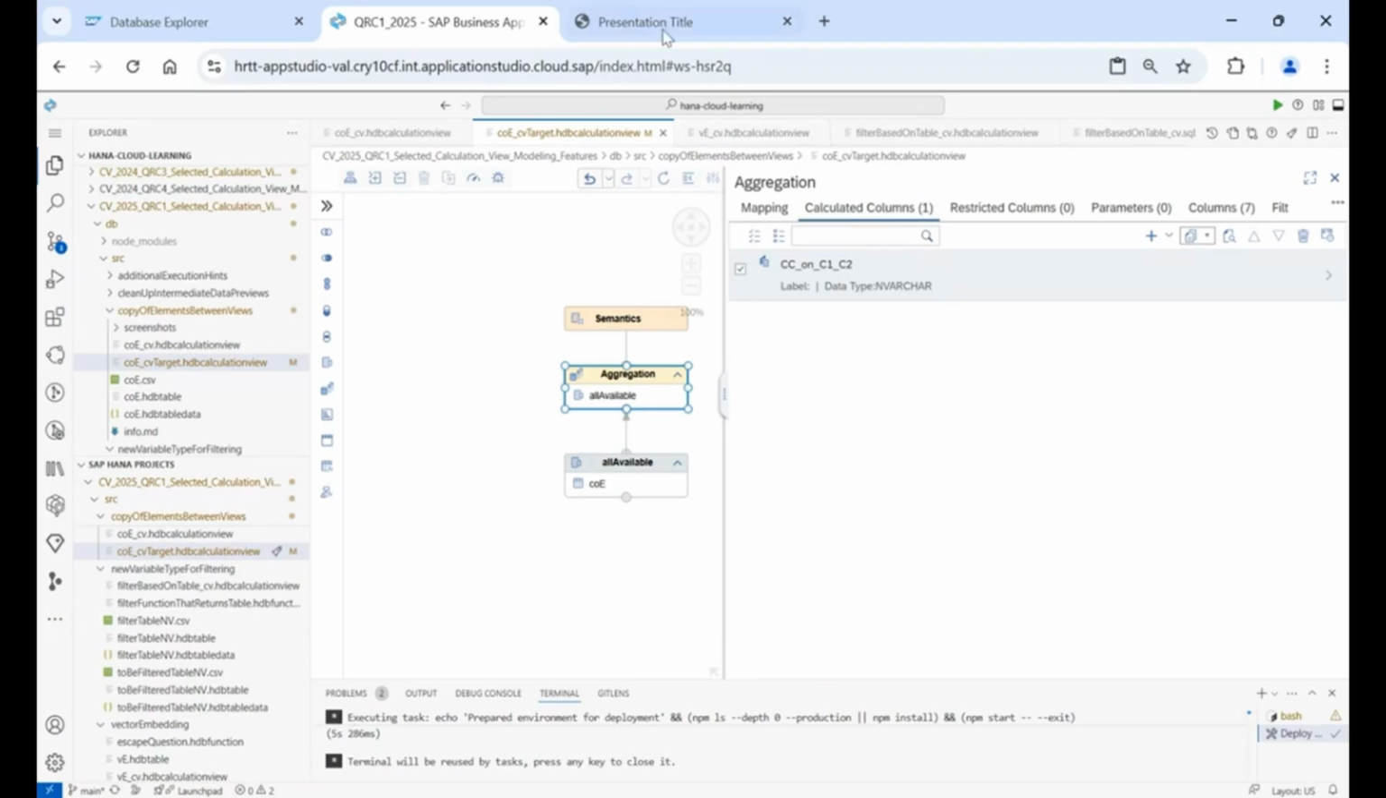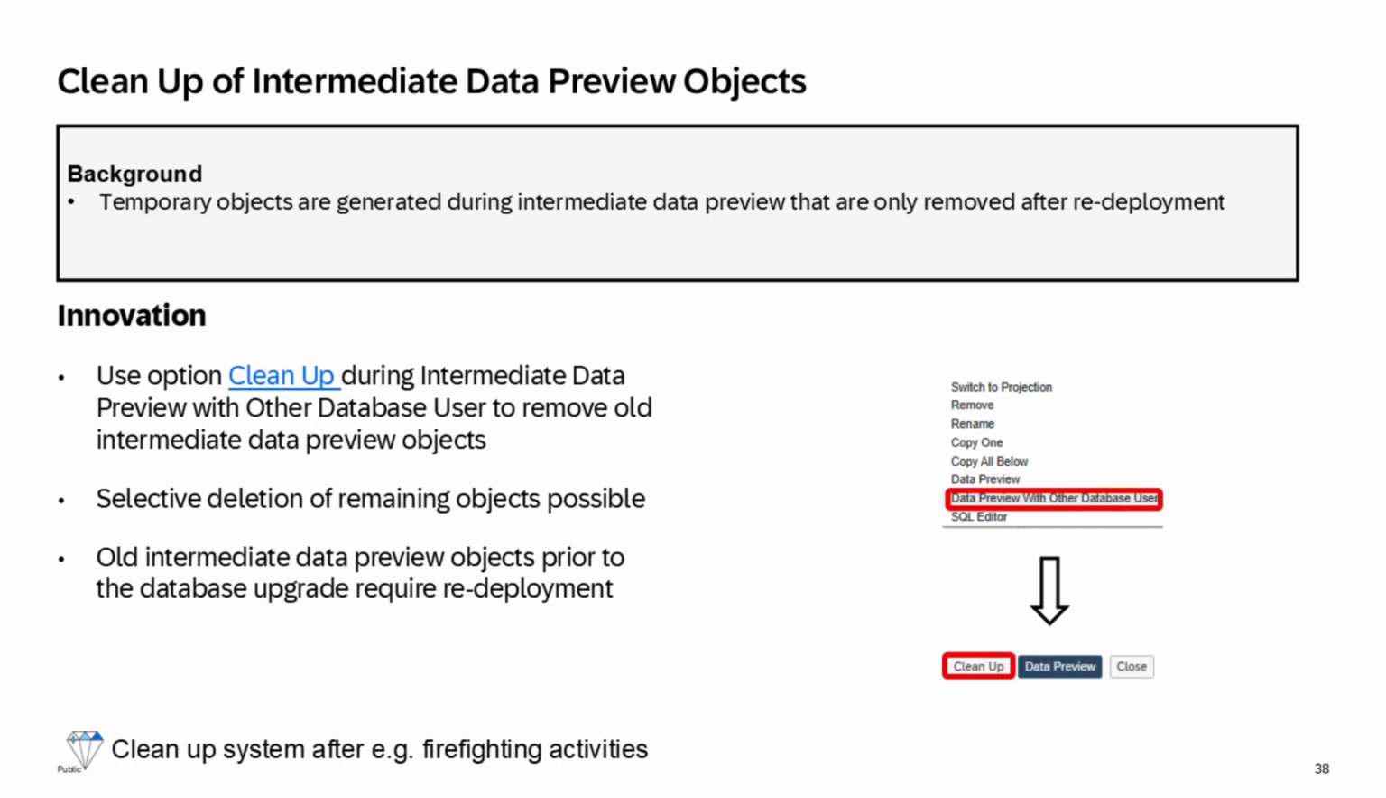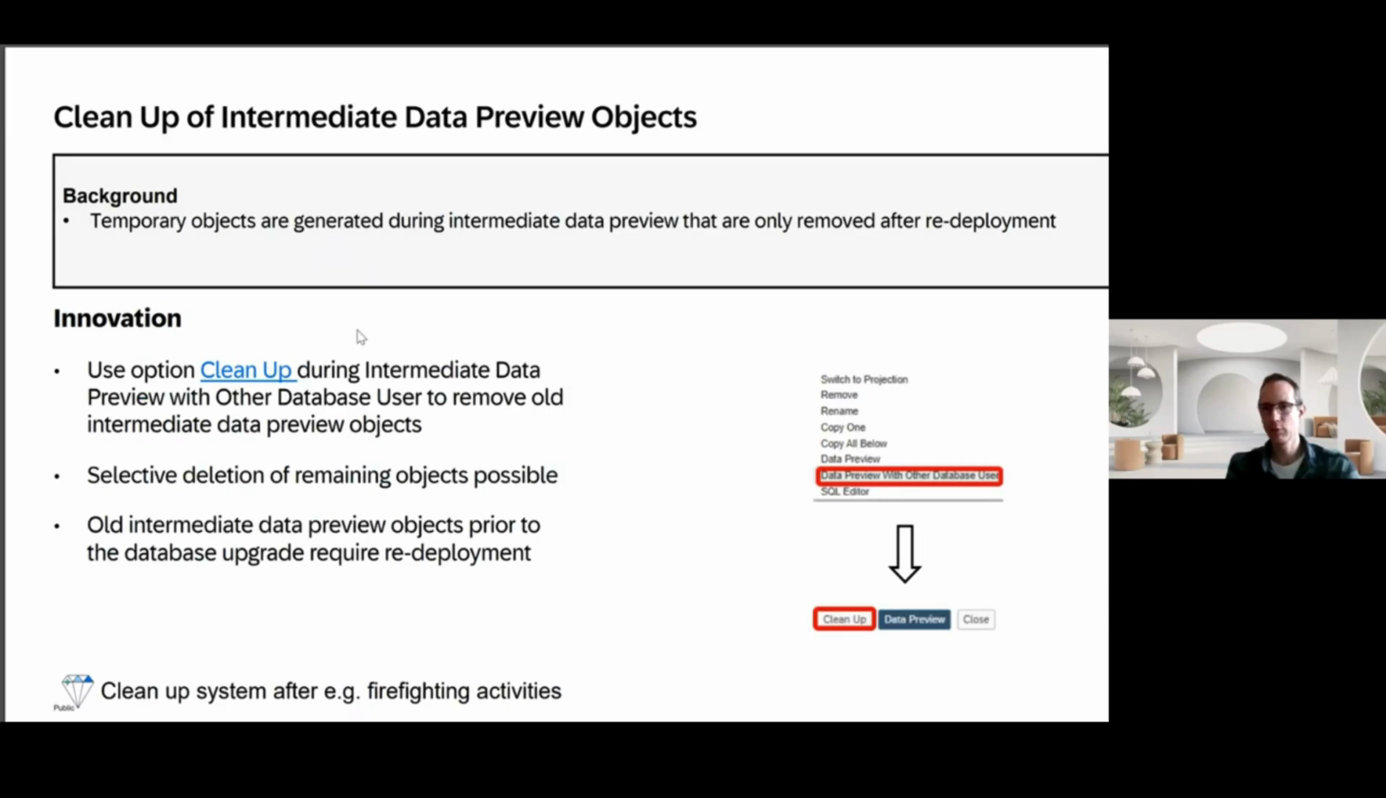and decide on which other column you want this calculated column to depend in the new view to which you copy it. Okay, we introduced a new option to clean up intermediate data preview objects.